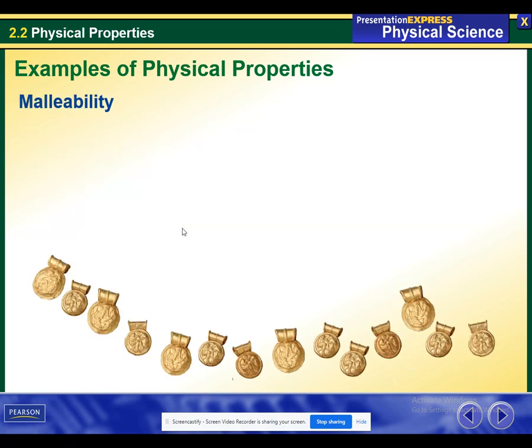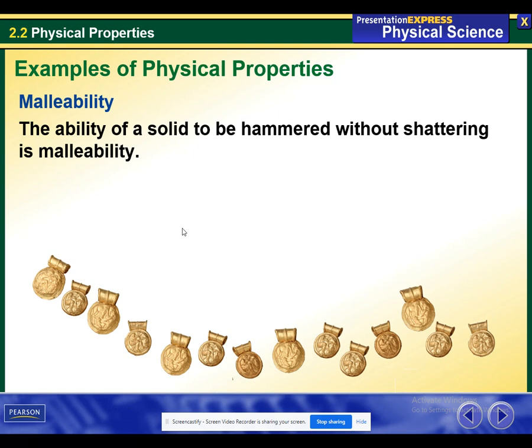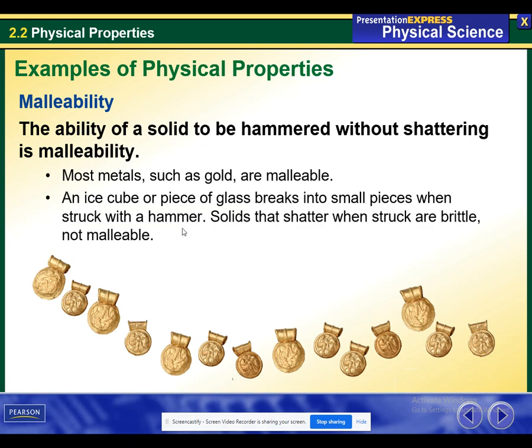The next physical property is malleability. This is defined as the ability of a solid to be hammered and not shatter. So again, a lot of metals are malleable. You can hit it with the hammer. It might bend, but it doesn't shatter.